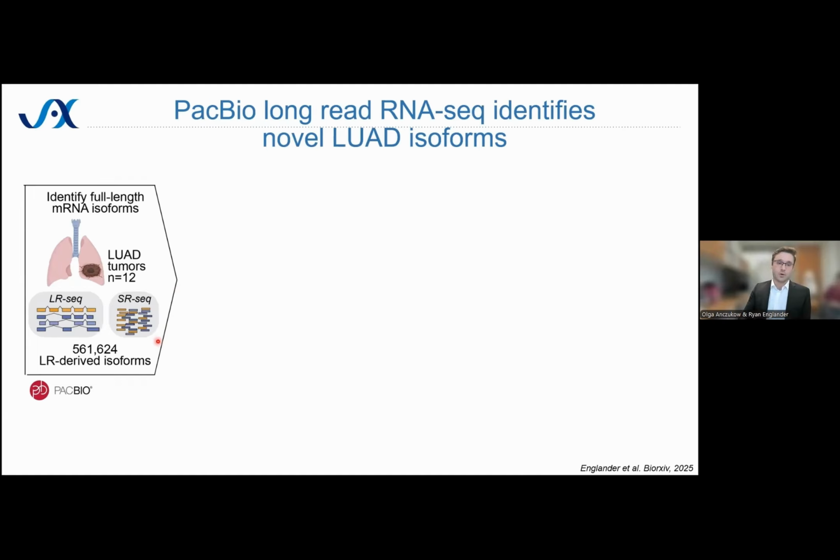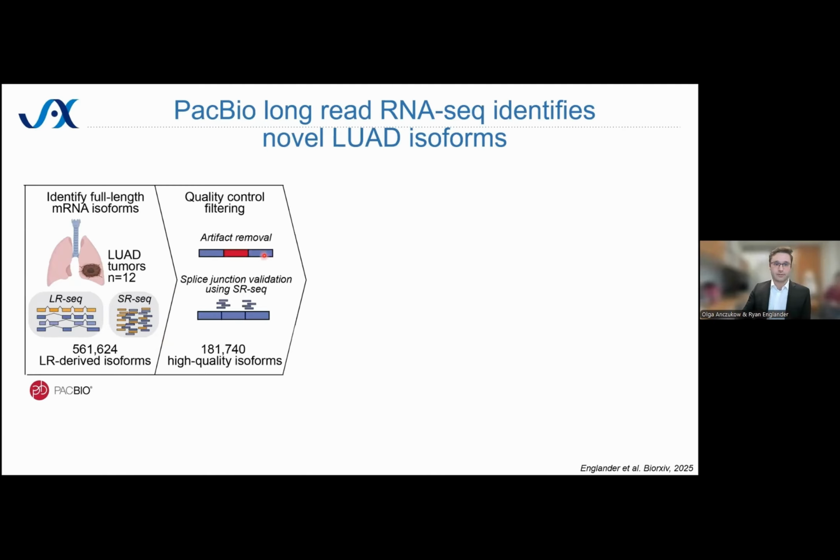We conducted quite stringent quality control filtering to remove artifacts and validate novel splice junctions, and this resulted in a lung adenocarcinoma transcriptome of over 180,000 high-quality isoforms, quite a high number, and we'll get into the breakdown of what that transcriptome looked like in a little bit.